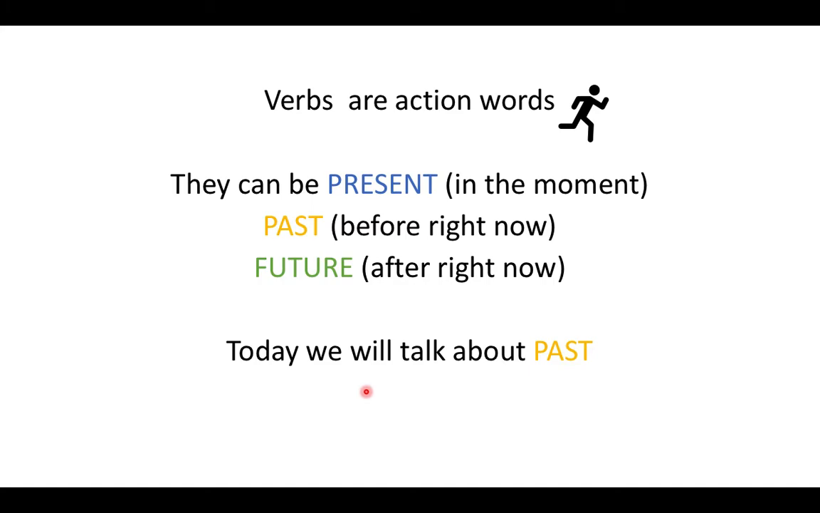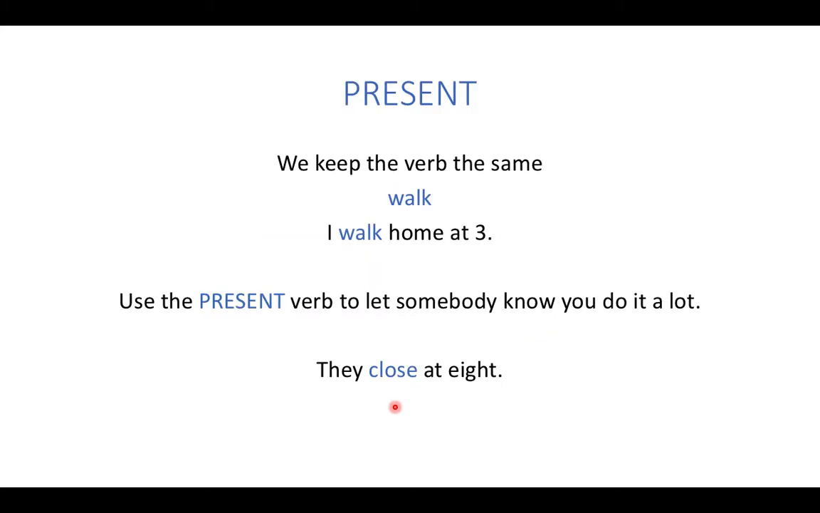So just a little review. Verbs are action words. They can be in present, in the moment, past, before right now, or future, after right now, right? And today we will talk about past verbs. So we know that in the present tense, we keep the verb the same. We have the verb walk, we just say I walk home at 3. And we use the present verb to let somebody know that we do it a lot. They close at 8. So the store closes at 8. That means that they do it every single night.